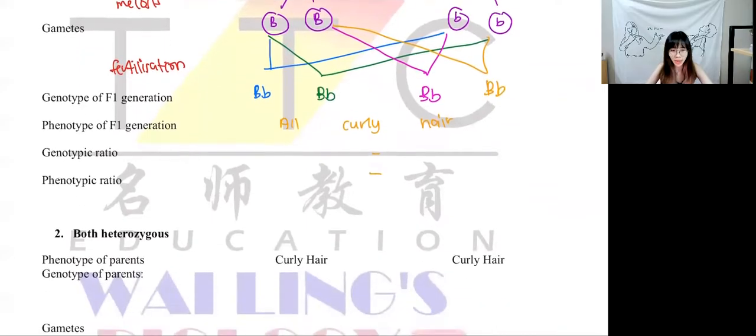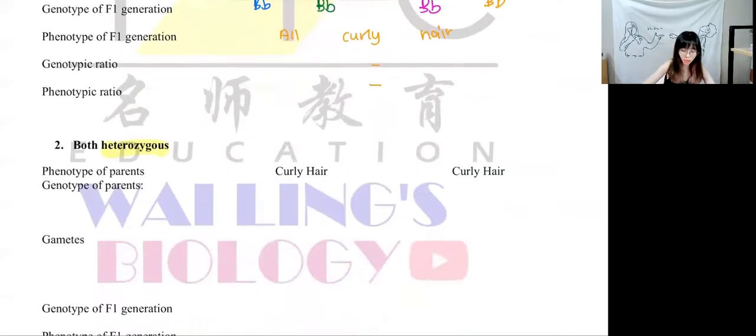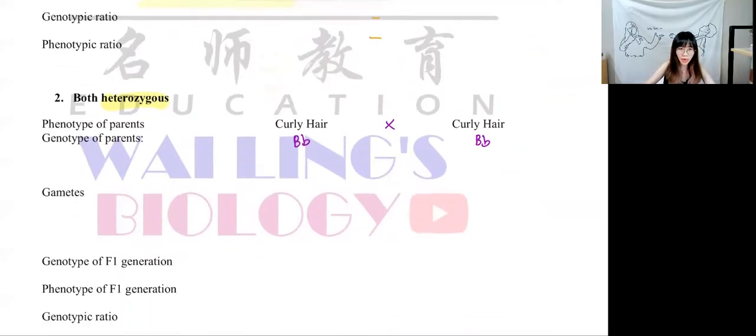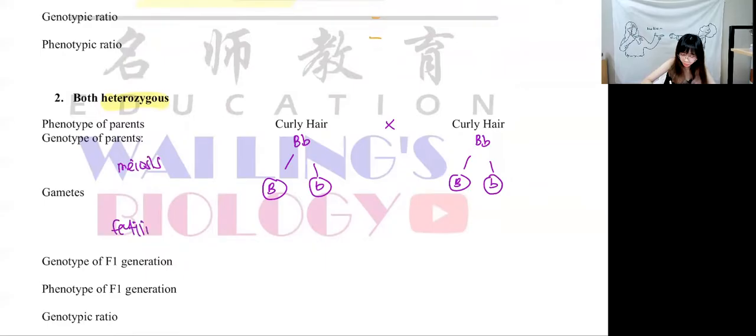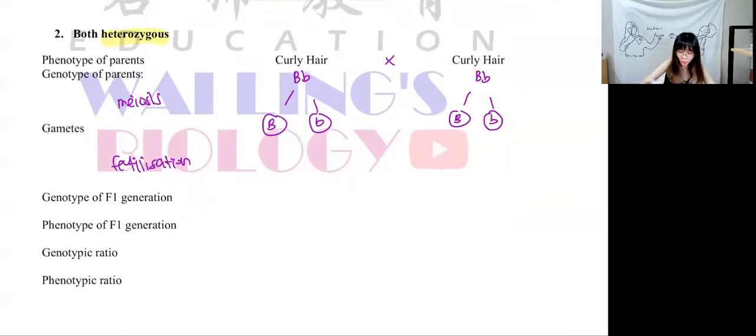Next one, both heterozygous. Hetero means different. In order to be different, they need to have a dominant. Curly hair is dominant, so since they are hetero, meaning different, it needs to be big B, small b, big B, small b. This is the genotype. Genotype means the gene. And then they will be separated. The separation process is meiosis. And then they will have fertilization.